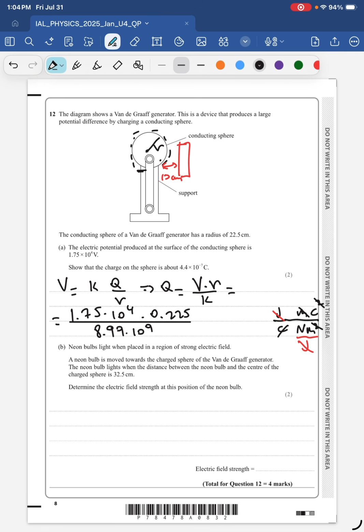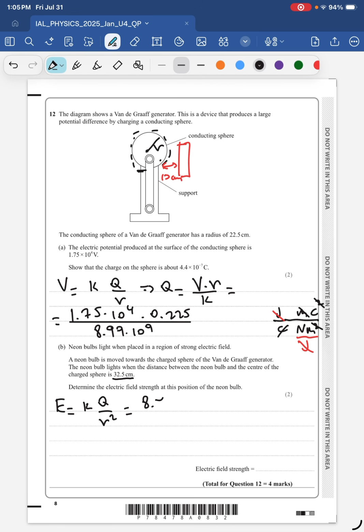Okay, so E is going to be KQ over R squared. Okay, and we are going to take the field from the center of the sphere. So we're going to use this distance as the distance where we are calculating the electric field. Okay, so the 0.325 meters.